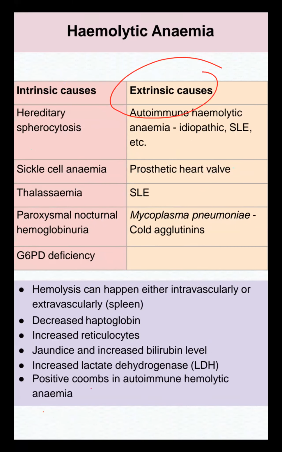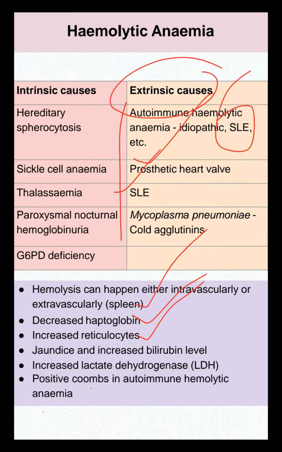Extrinsic cause, autoimmune hemolytic anemia. So autoimmune hemolytic anemia, SLE, associated prosthetic heart valve, and mycoplasma pneumoniae. These are the extrinsic causes. So hemolysis, it could be the intravascular, it could be the extravascular, decreased haptoglobin, increased reticulocyte. Okay, it could be the extra, it could be the intra.